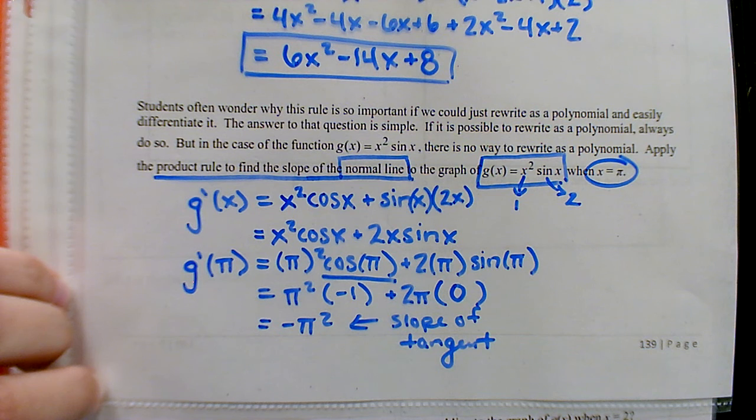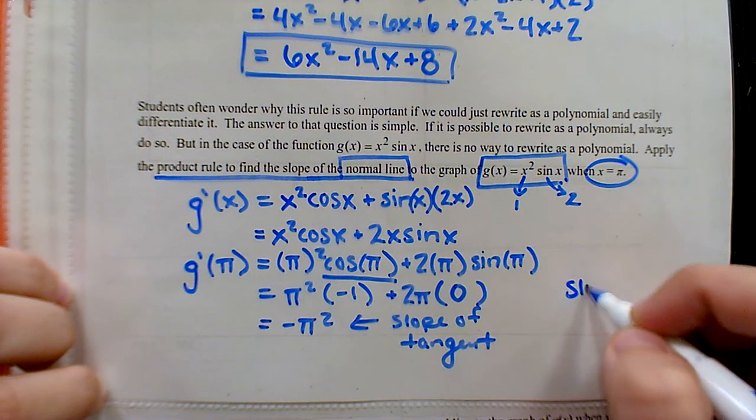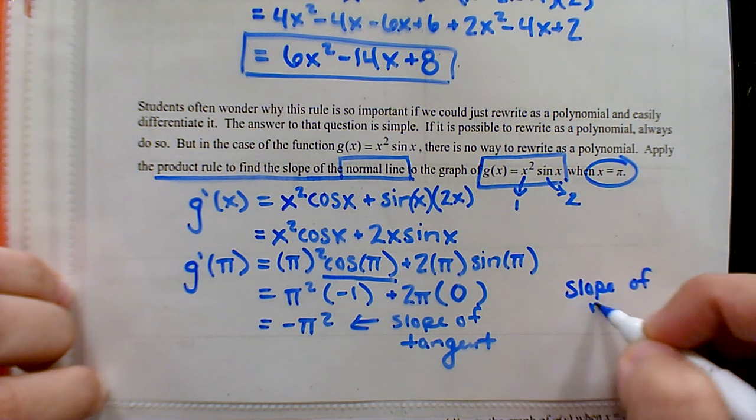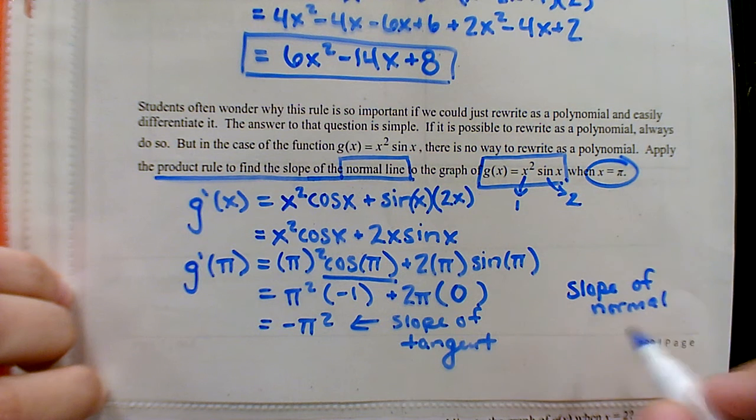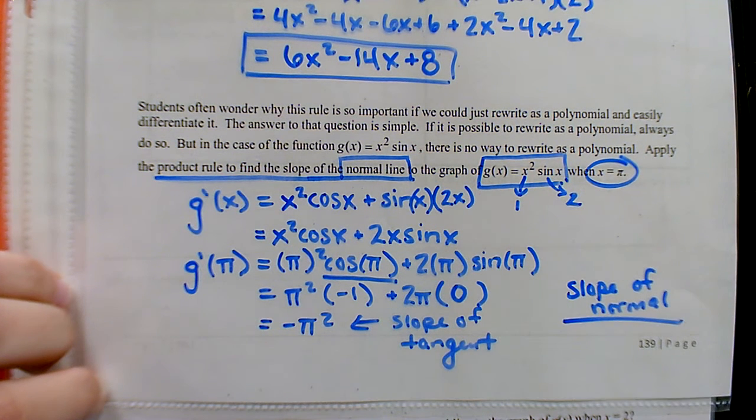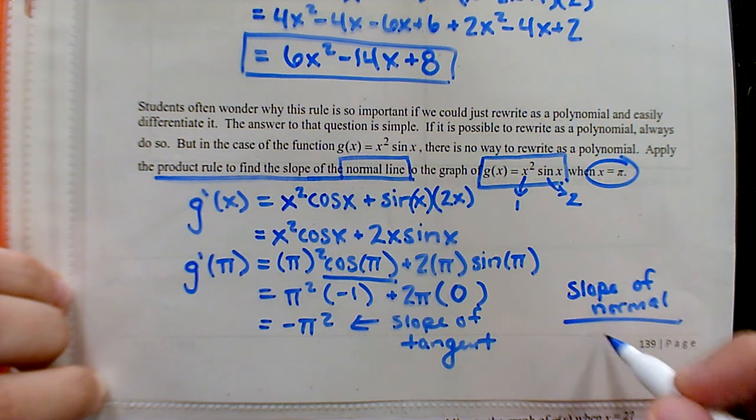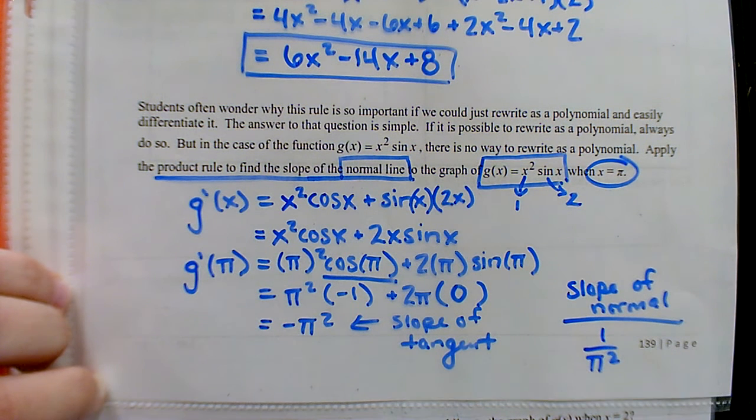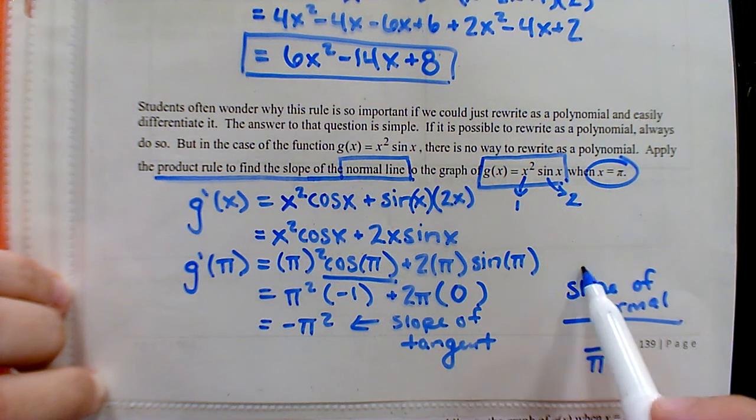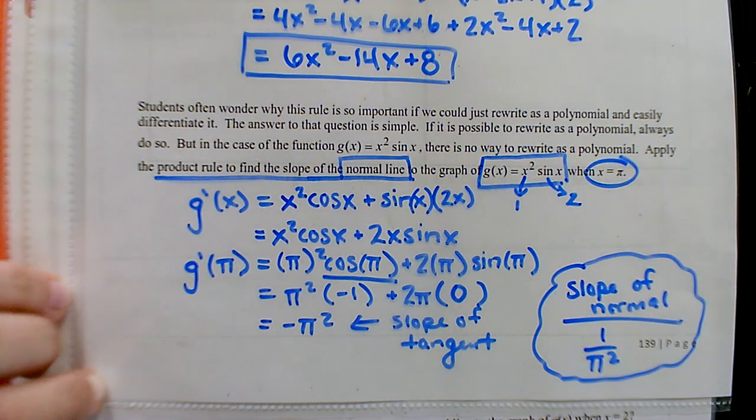How can we then represent the slope of the normal line with that perpendicular idea? A little tricky because it's pi. I know it's not exactly a whole number, but it is a number after all. What do you think, Joseph? 1 over pi squared. We need the opposite reciprocal. So if it's negative, we got to change it to positive and reciprocate it. Instead of pi squared, we'd have 1 over pi squared. There's our slope of normal.